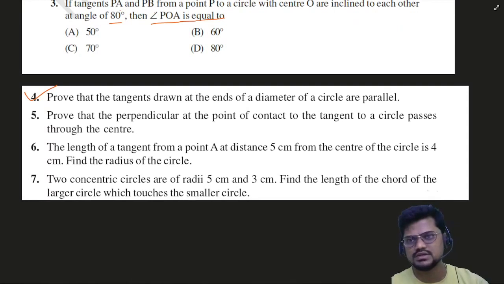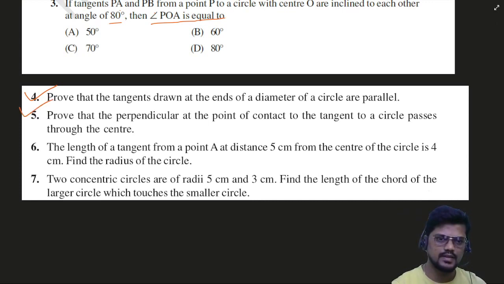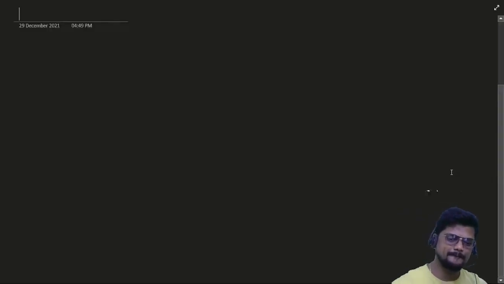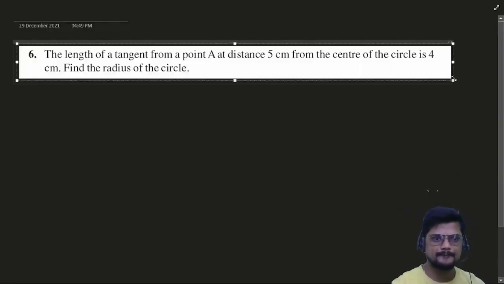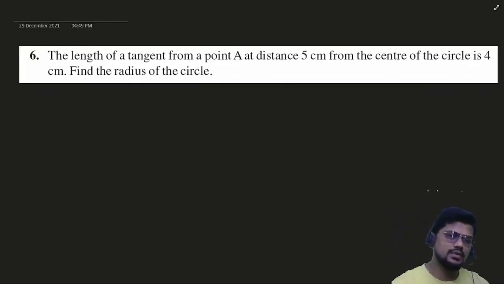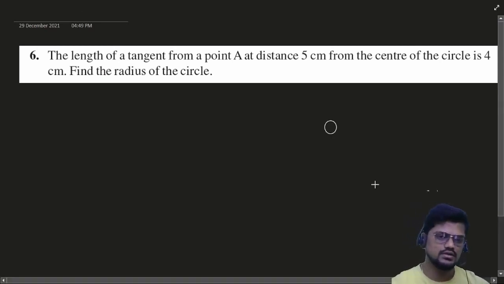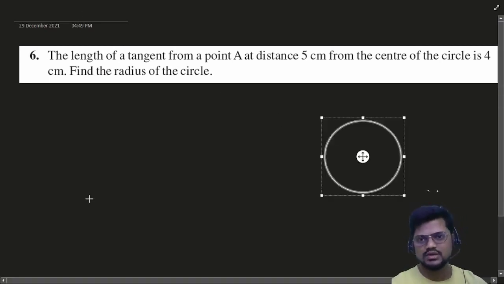The fifth one is done. The next is six. The length of a tangent from a point A at a distance of 5 cm from the center of the circle is 4 cm. Find the radius of the circle. Suppose this is a circle. Now what are they saying? The length of the tangent from the point A at a distance of 5 cm from the center of the circle.